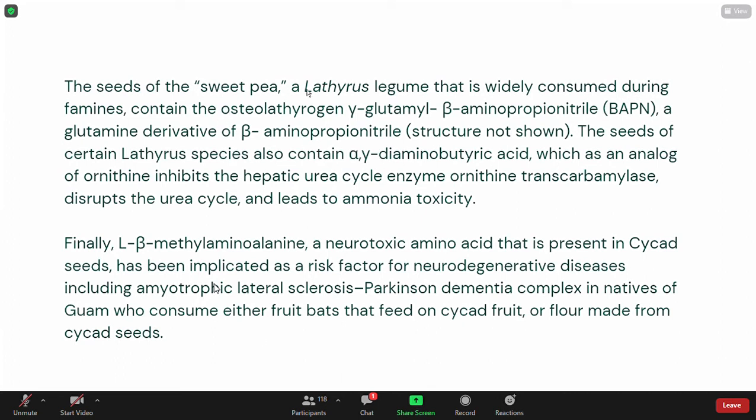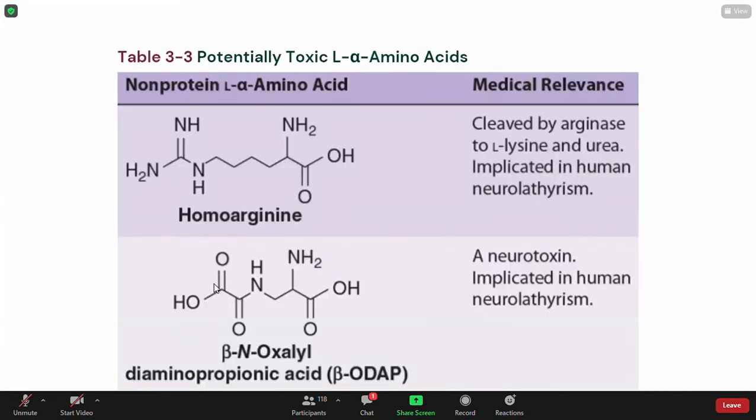Continuation of your lathyrism. So homoarginine, when cleaved by an arginase, produces compounds that produce urolathyrism. Beta-ODAP is also a neurotoxin.